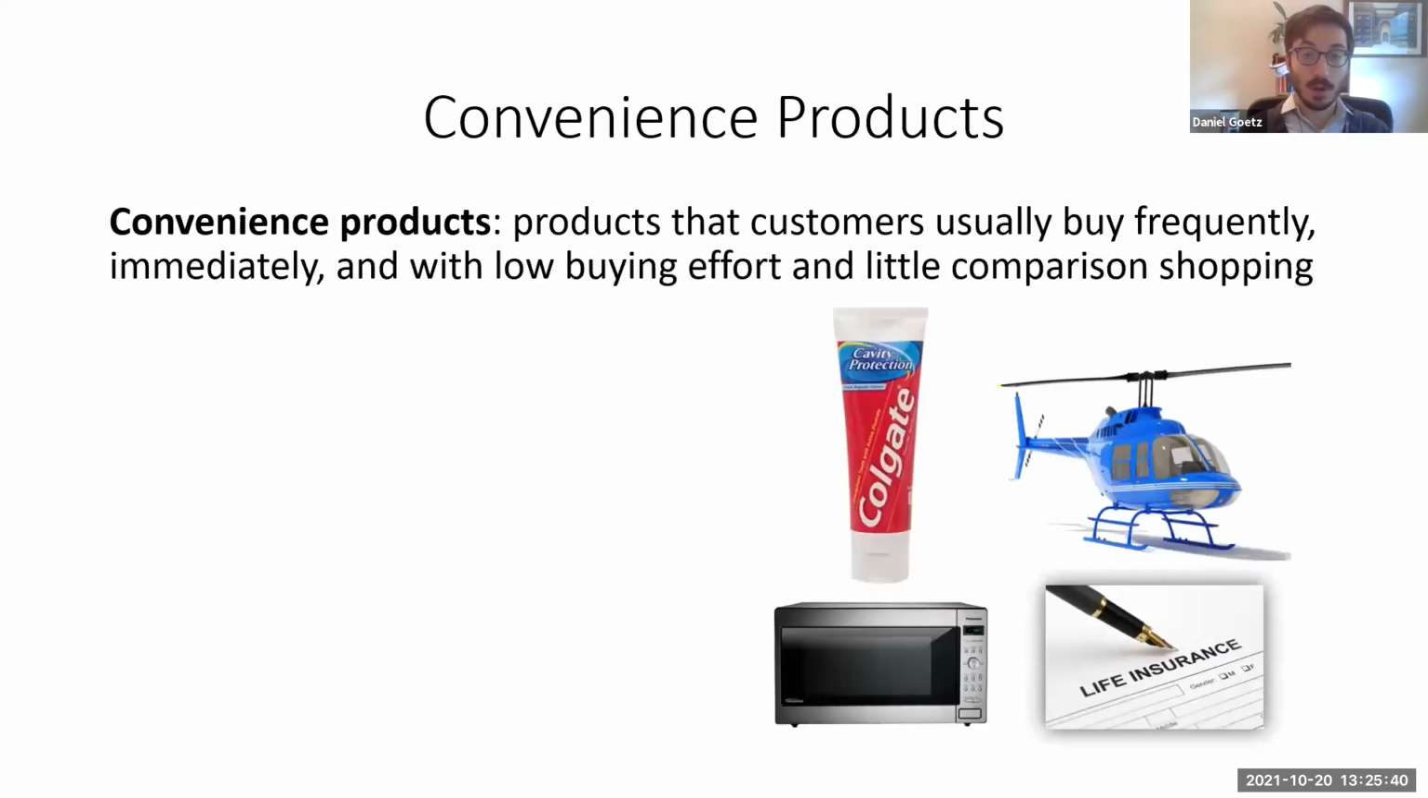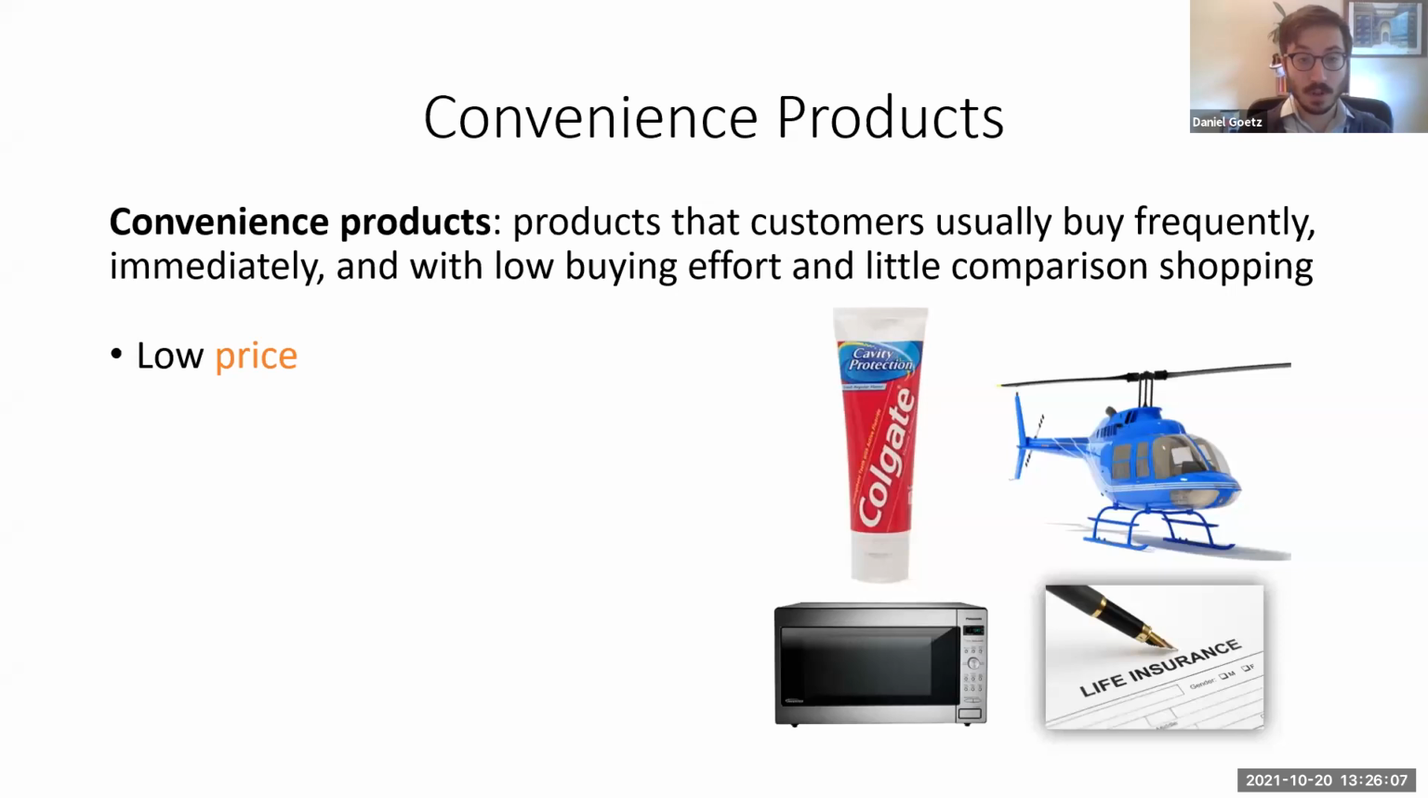So convenience products are products that consumers typically buy frequently, immediately, and with very low buying effort and little comparison shopping, right? These are kind of that low engagement buying process that we talked about in lecture 3. Things like dish detergent, things like newspapers, candy, fast food.